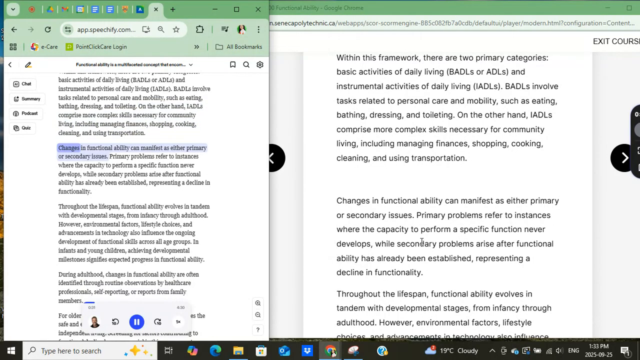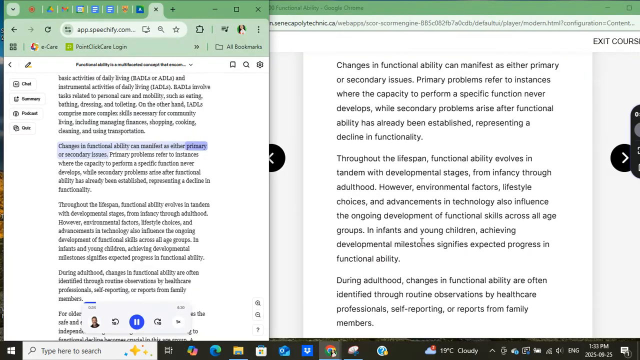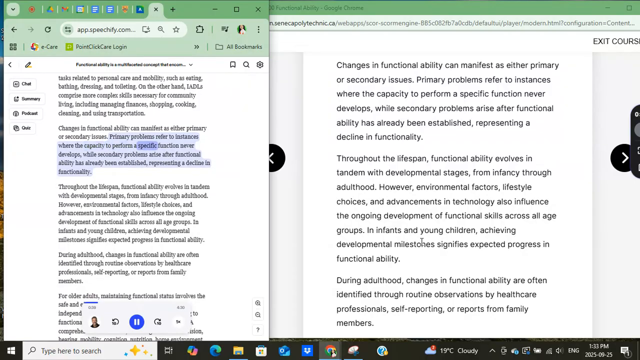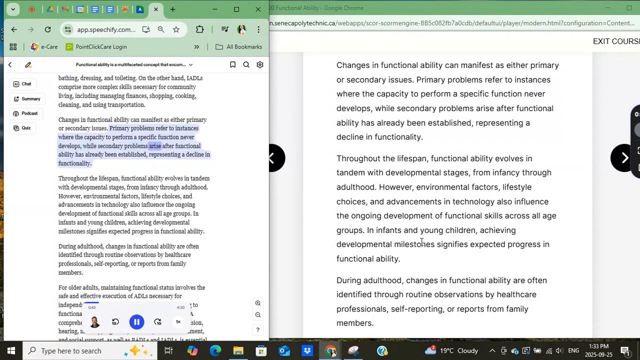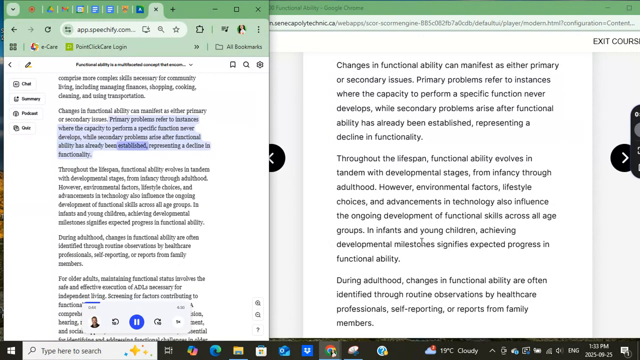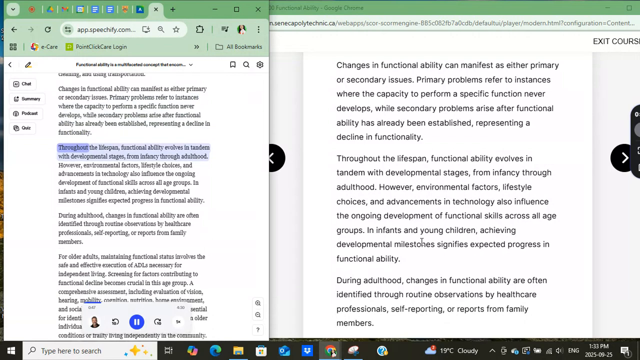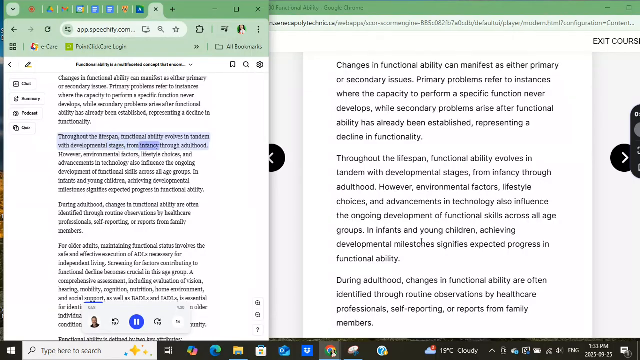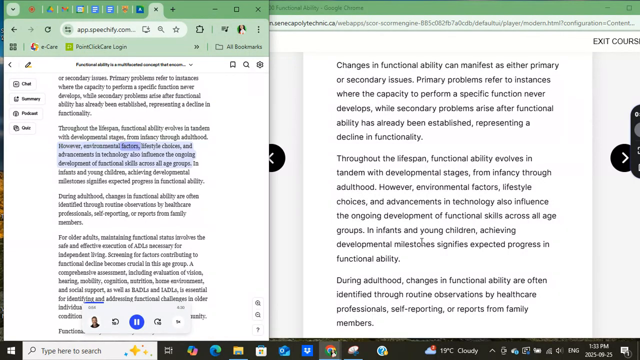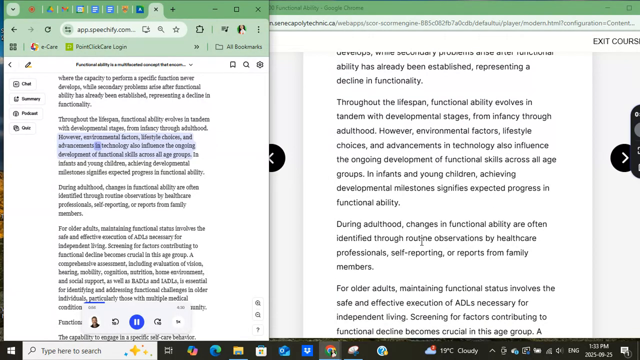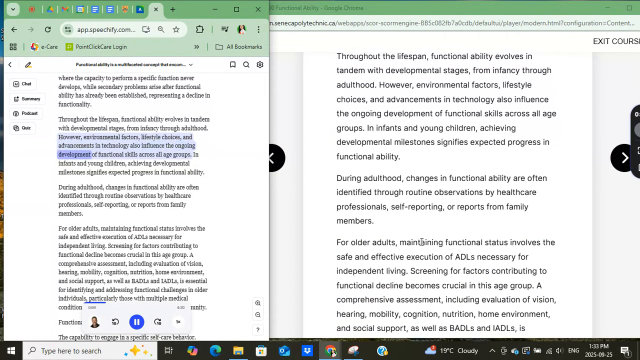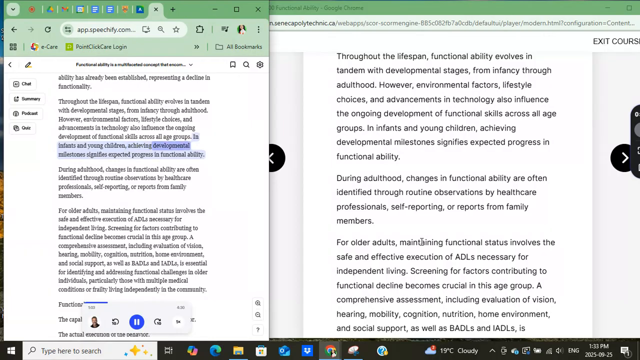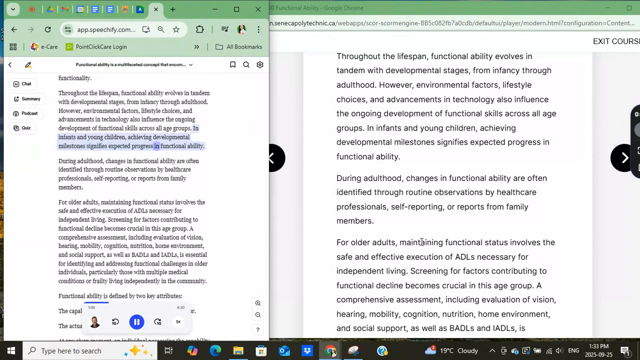Changes in functional ability can manifest as either primary or secondary issues. Primary problems refer to instances where the capacity to perform a specific function never develops, while secondary problems arise after functional ability has already been established, representing a decline in functionality. Throughout the lifespan, functional ability evolves in tandem with developmental stages, from infancy through adulthood. However, environmental factors, lifestyle choices, and advancements in technology also influence the ongoing development of functional skills across all age groups. In infants and young children, achieving developmental milestones signifies expected progress in functional ability.